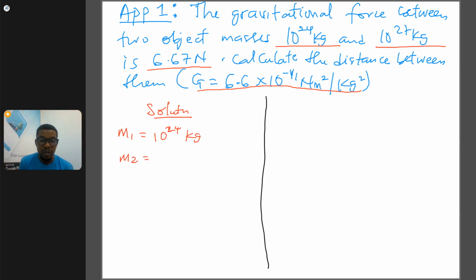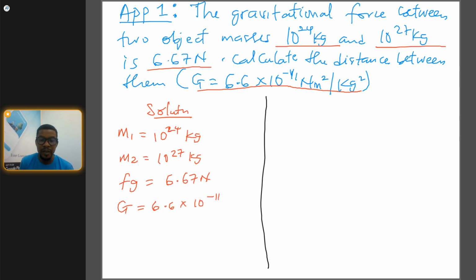M2 is 10 raised to power 27 kilogram. All right. Gravitational force is 6.67 Newton. Gravitational constant is 6.6 times 10 raised to power minus 11. And you have to understand what you are asked to find. Calculate the distance between them.